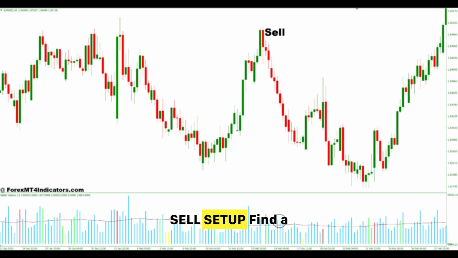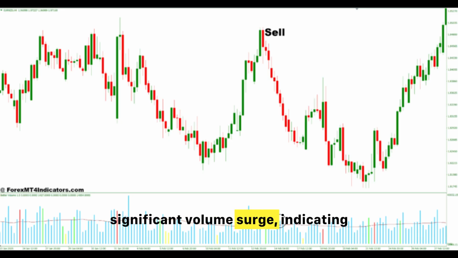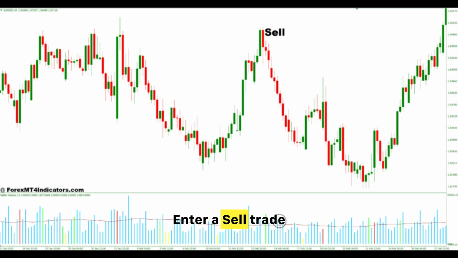Sell setup. Find a major support level. Wait for price to break below support. Confirm that the Nova Volume Indicator shows a significant volume surge, indicating strong selling pressure. Enter a sell trade after a strong bearish candle closes below support.